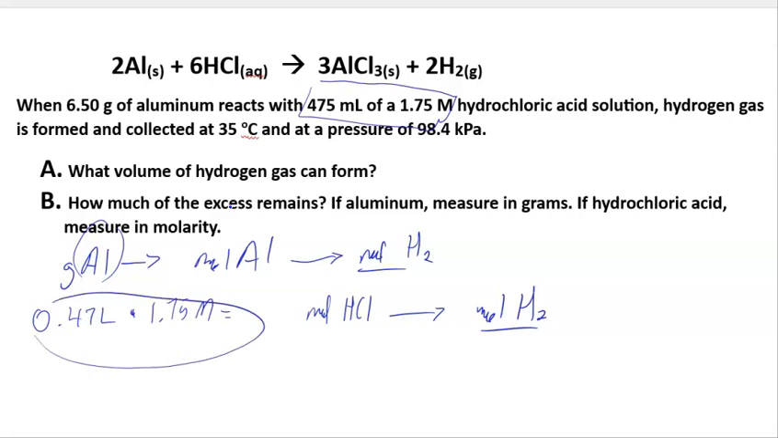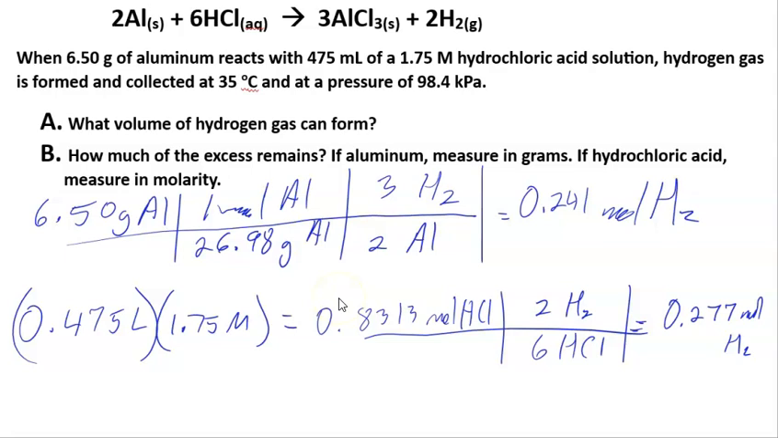So this A and B question, we have to solve A before B because we have to figure out which one is limiting and therefore which one is excess. And certainly to figure out how much of the excess is left over, we have to figure out which one's actually in excess. I've worked out these problems and I got 0.241 for the moles of hydrogen gas formed if we use up the aluminum, and I have 2.77 moles of hydrogen gas formed if we use up all the acid. Since the acid forms a larger amount, we can't make that.